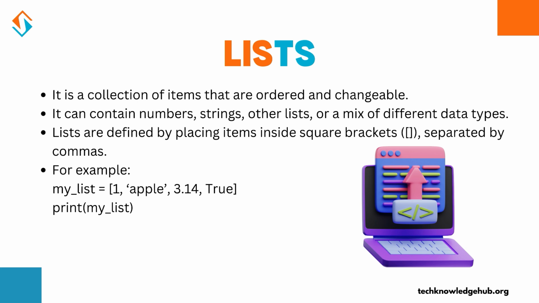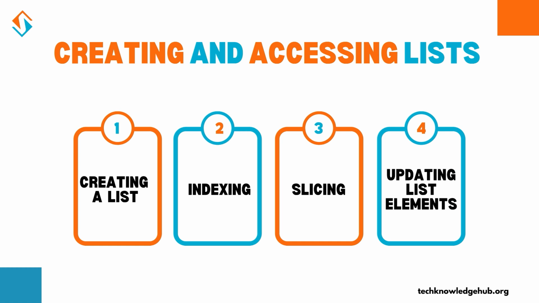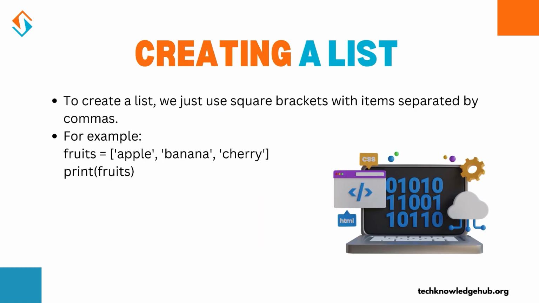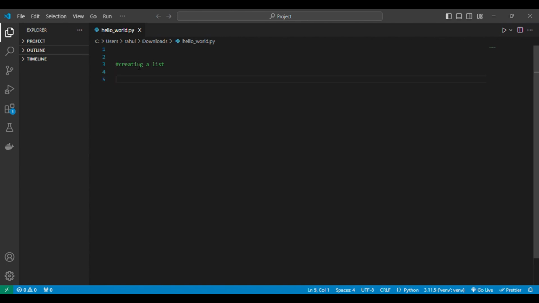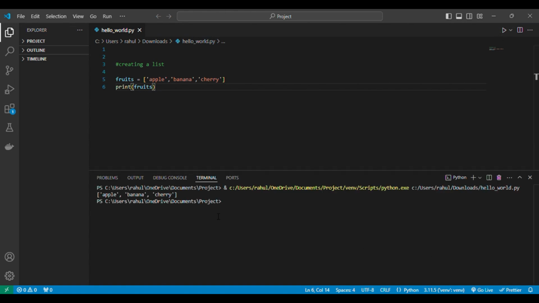Now that we understand what a list is, let's go over how to create and access the elements within a list. Creating a list. To create a list, we just use square brackets with items separated by commas. Here's a simple example. fruits = ["apple", "banana", "cherry"], then print(fruits). Here we have a list of strings with 3 fruits.